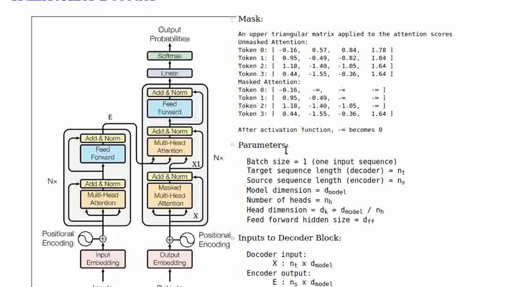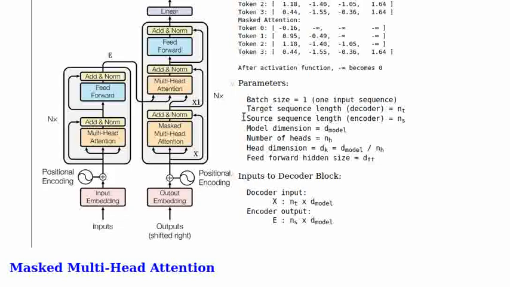In our discussion, we use the following parameters. We consider only one input sequence, or the batch size is equal to 1. Target sequence length for the decoder is NT. Source sequence length for the encoder is NS. Model dimension is D model. Number of heads is NH. Head dimension DK equals D model over NH. Feed forward hidden size equals DFF.